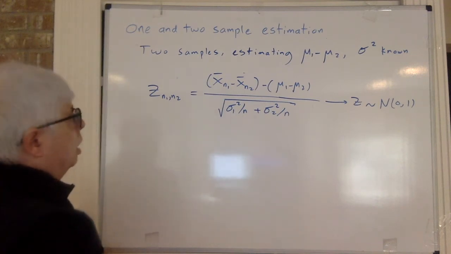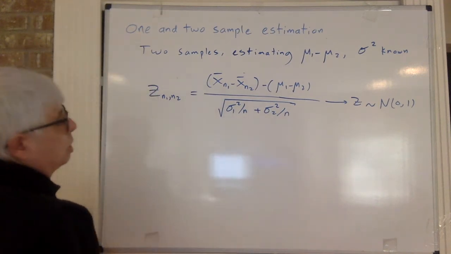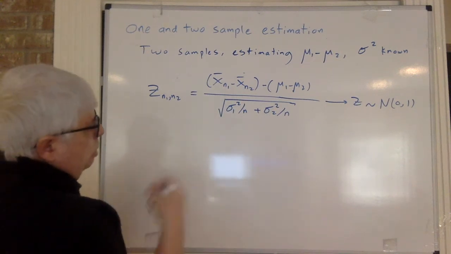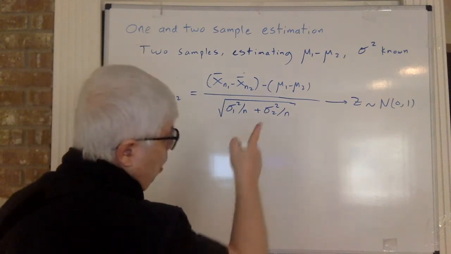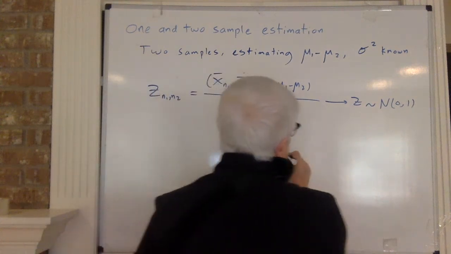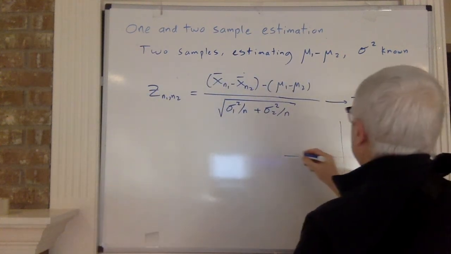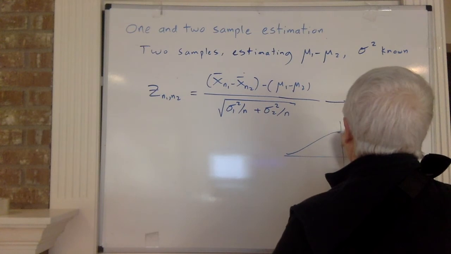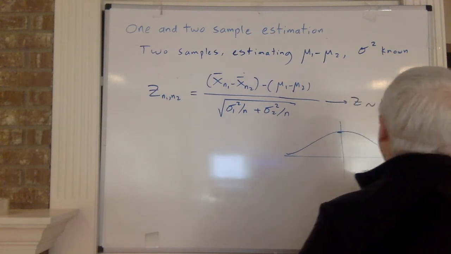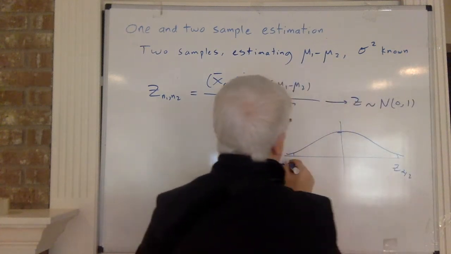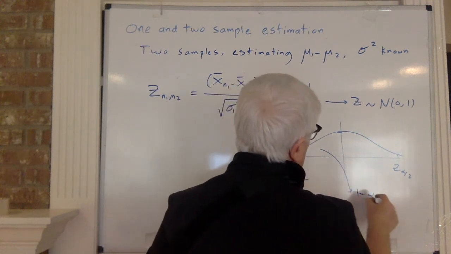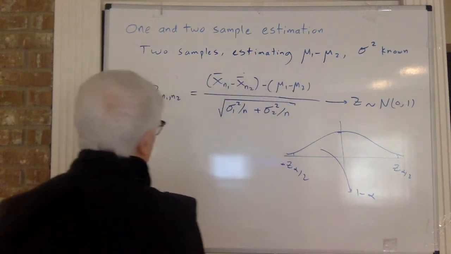So that was the thing behind the CLT and other things. Anyway, we use the same approach. If this is a z, and because sigma squared is known, we use N(0,1). Again, we have z alpha over 2 and minus z alpha over 2. The area between them has probability 1 minus alpha.